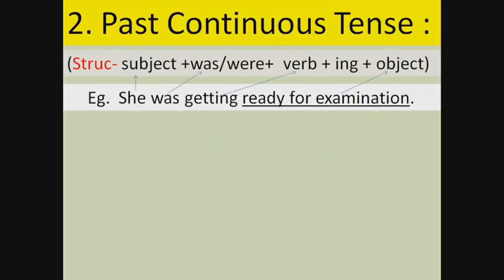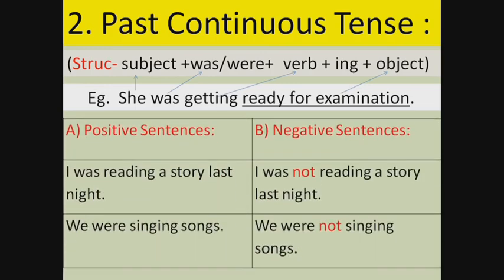Past continuous tense. Sentence structure is subject plus was or were plus verb with ing form plus object. For example, she was getting ready for examination. Examples: I was reading a story last night. This is a positive sentence. To change it into negative sentence, we have to use the negative word not. That is, I was not reading a story last night.